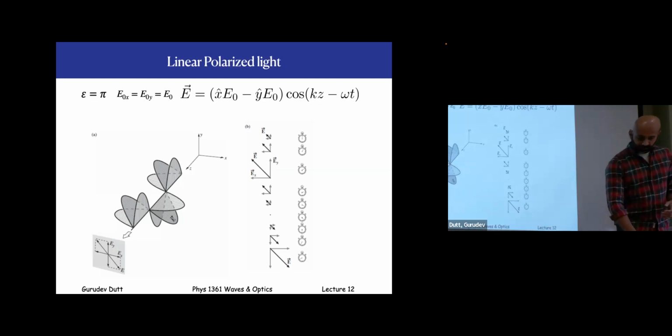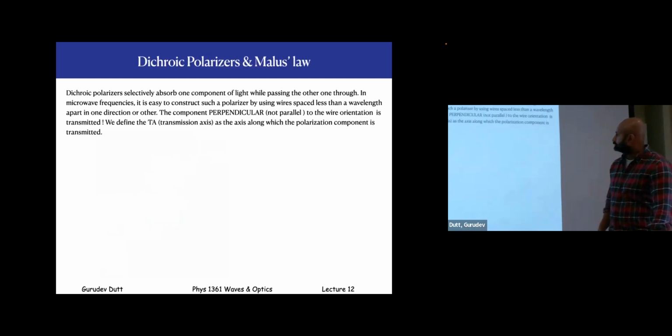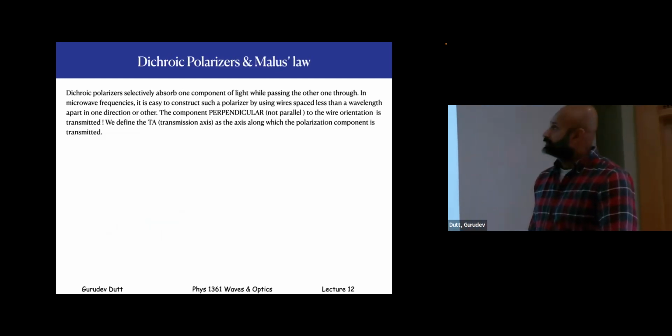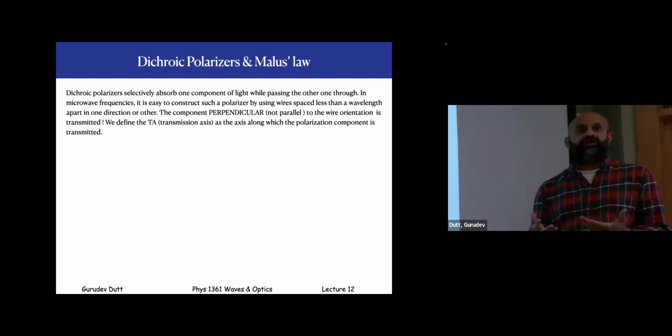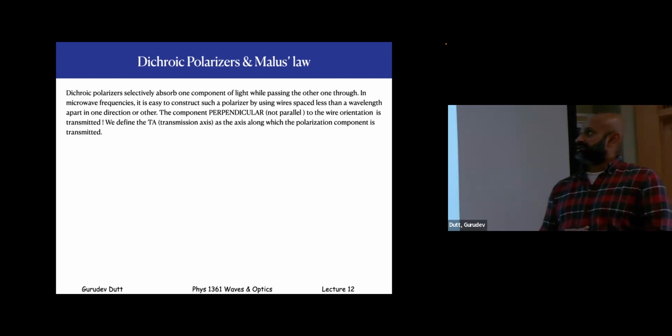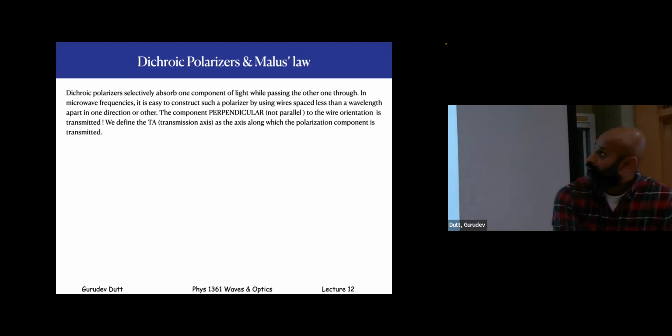And now let's cover, okay, how do we create such states of light? One way in which we can create such a state of light is by using something called a dichroic polarizer.